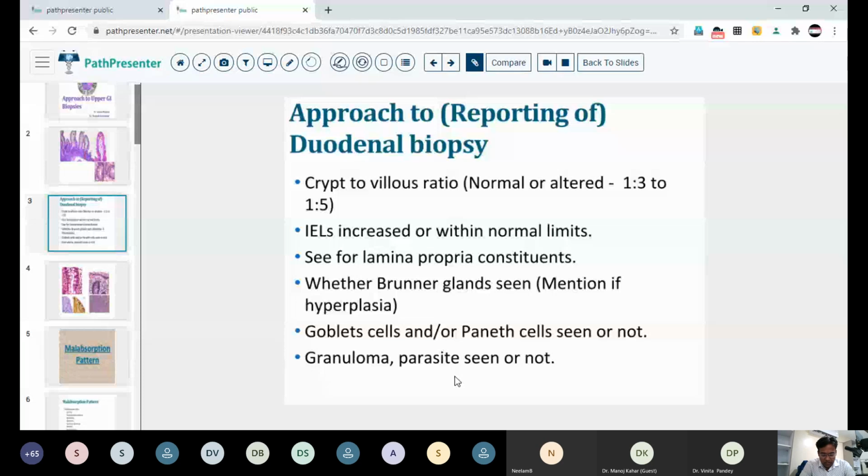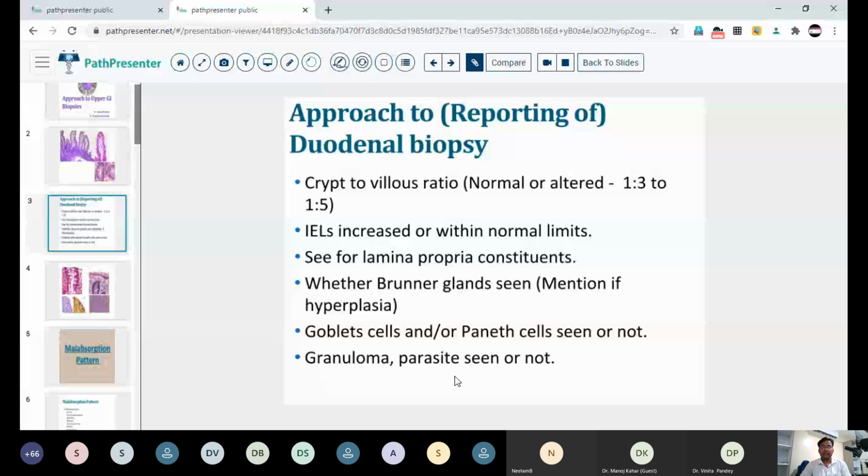Then the Brunner glands. Normally they are present in the submucosa, but in D1, that is the first part of the duodenum, they can be seen in the lamina propria. If it is the second part of the duodenum and you are getting Brunner gland hyperplasia in the lamina propria, it is pathological, and then you should search for other findings.